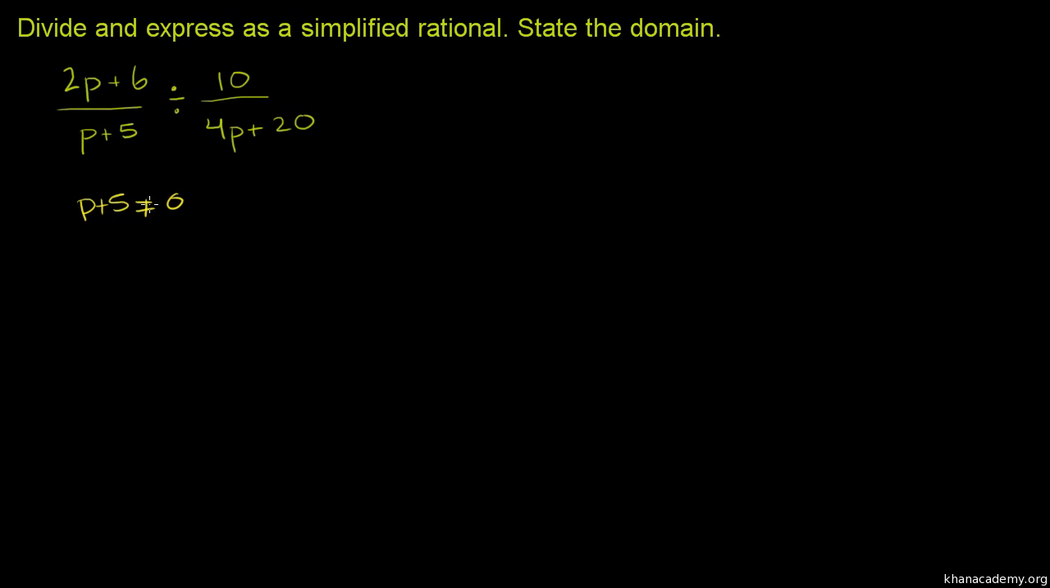Or if we subtract both sides of this, I guess we can't call it an equation, we could call it a "not equation," by negative 5. We subtract negative 5 from both sides. You get p cannot be equal to, these cancel out, negative 5. That's what that tells us.